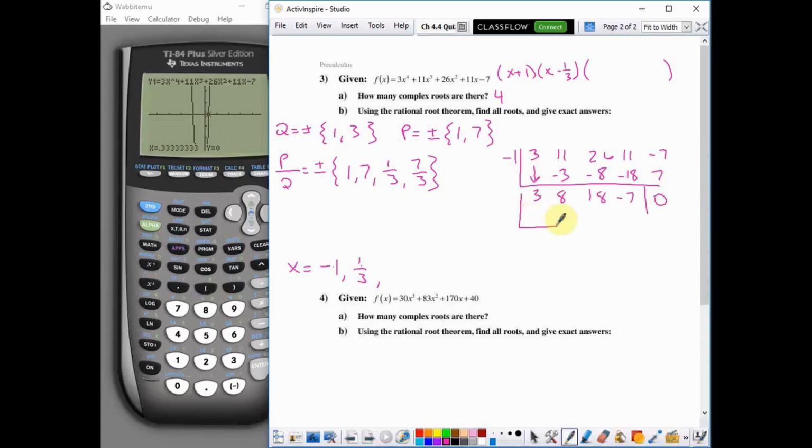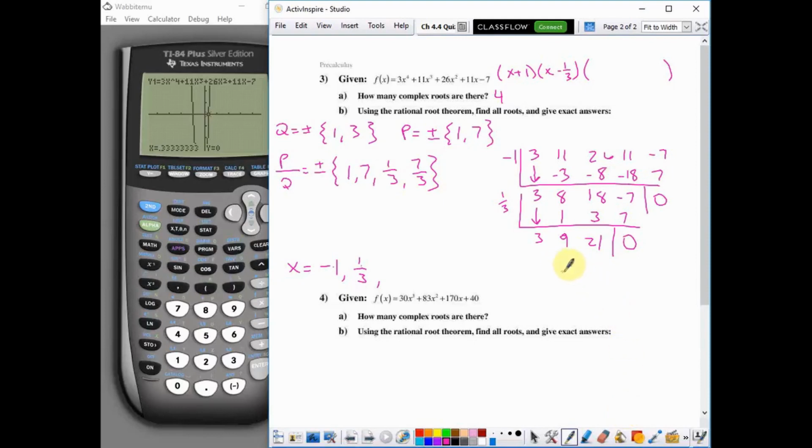Now I'm going to do this again with the other factor. So I'll have the 1/3 out here, bring down the 3, so I'll multiply and add and multiply and add and multiply and add, and I get a remainder of 0 again. So I know we did okay.